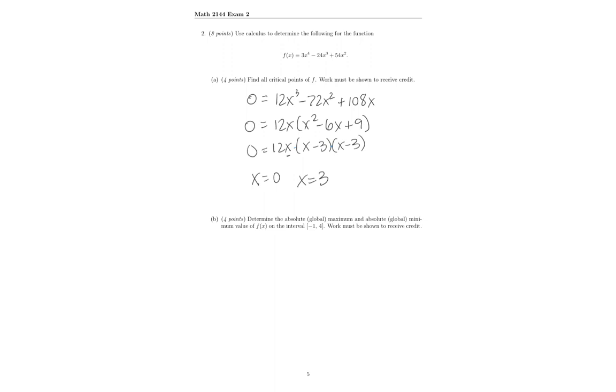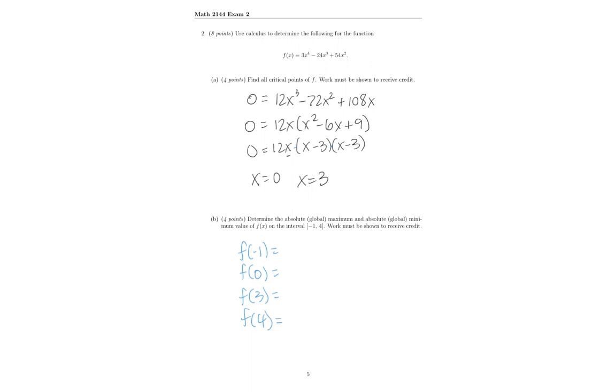And then it says determine the absolute minimum of f of x on that interval. So what I need to do for this is check the value at the endpoints and the critical points. So I can find f of -1, f of 0, f of 3, and f of 4.